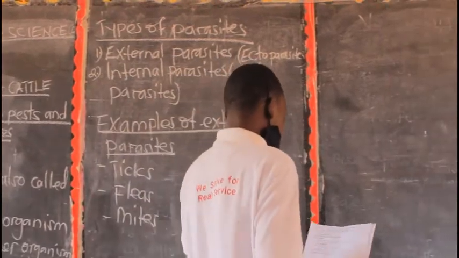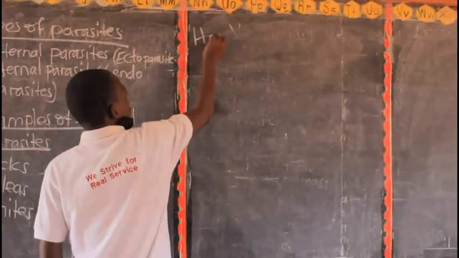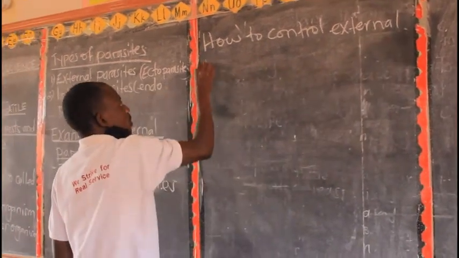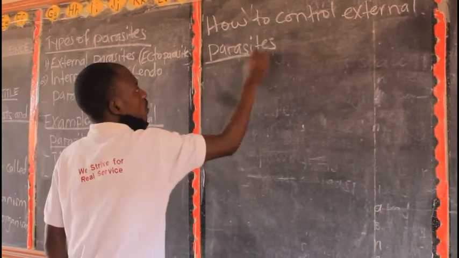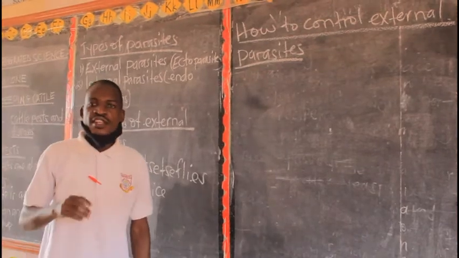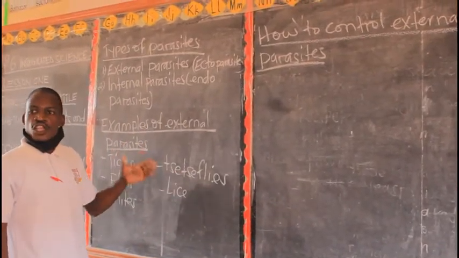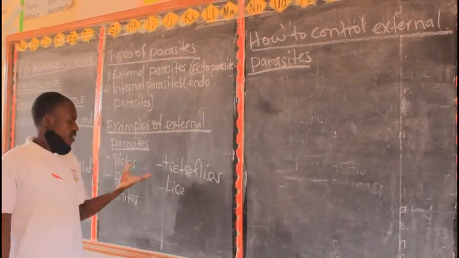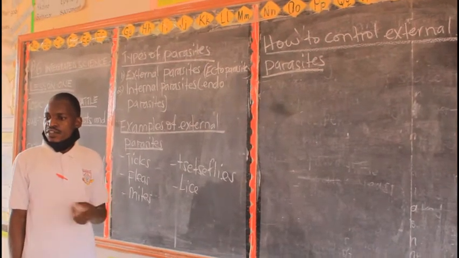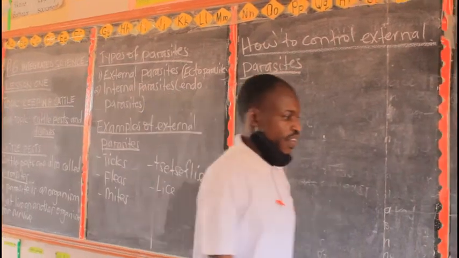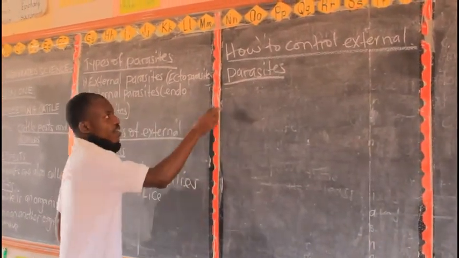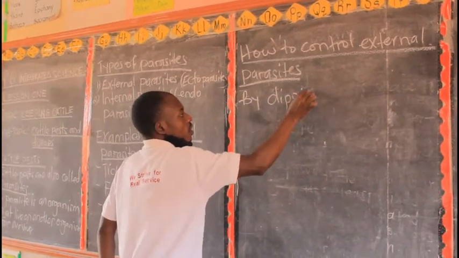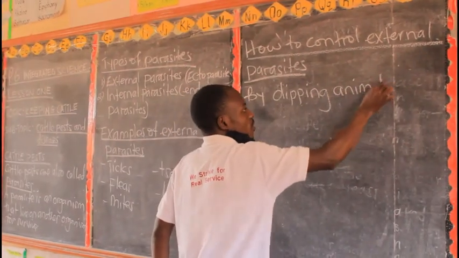Then, still we have how to control external parasites. How can we control now these external parasites? We know they are very harmful to the body of the animals. But now you want to get rid of them. How can you control these ticks? You have your farm, you have your cat at home, but the cat has been infested by the ticks. How can we control them? Yes, James, one. Very good. He has said that one way we can control these parasites is by dipping animals in acaricides.